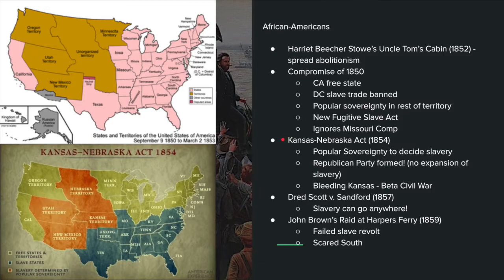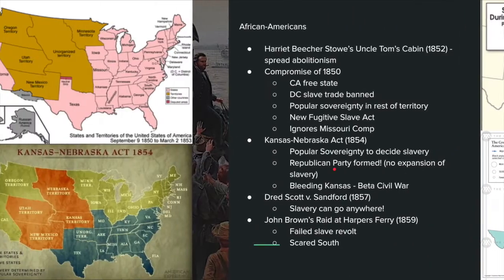Now, a few short years later, the Kansas-Nebraska Act is going to be passed. What this says is that what used to be unorganized territory is going to be split into two pieces, Kansas and Nebraska, and they say that popular sovereignty will be the decision. So once again, the citizens get to vote. This is going to lead to two things. Number one, the Republican Party is going to be formed, and their whole base is no expansion of slavery into new territories. So we see these guys kind of replacing the Whig Party with slavery as the big issue.